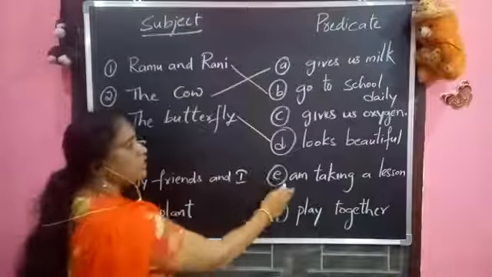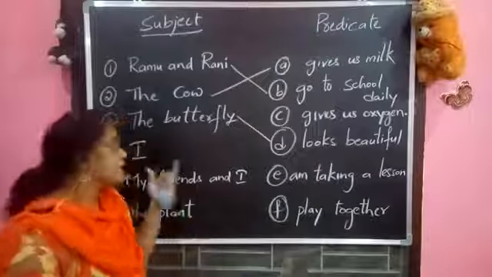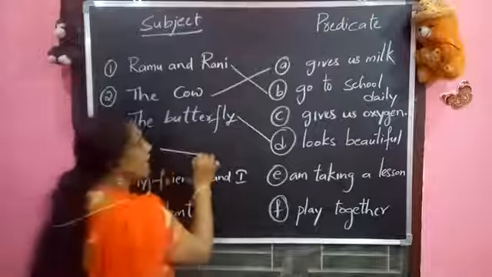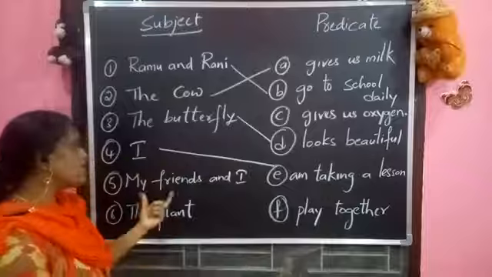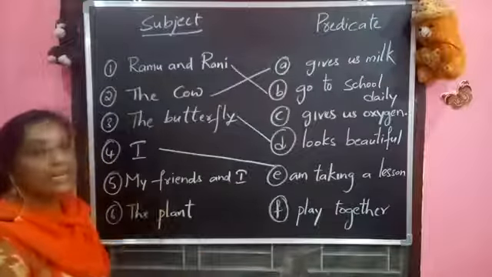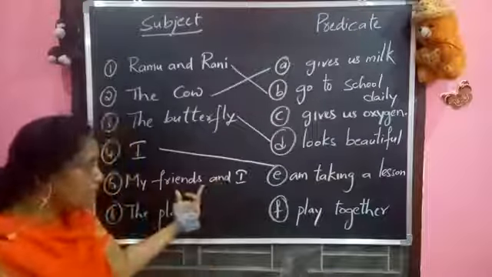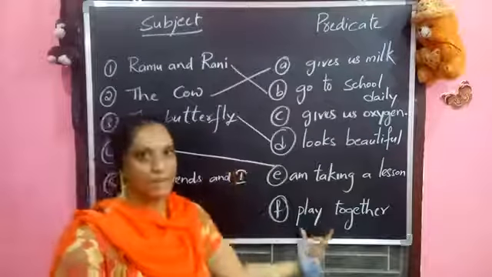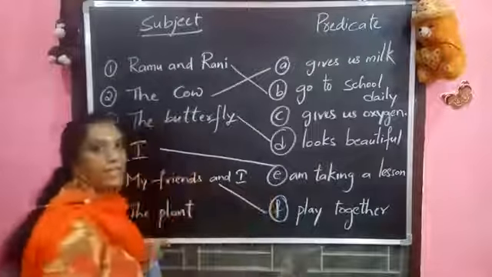I is always followed by am. Simply if we say I, it is not a sentence. So I is followed by the predicate part, that is I am taking a lesson. So here I am taking a lesson is a sentence. My friends and I, what do we do with our friends? My friends and I play together. So here my friends and I is the subject part. Play together is the predicate part. So subject part and predicate part combine there. Then you will get a complete sentence.